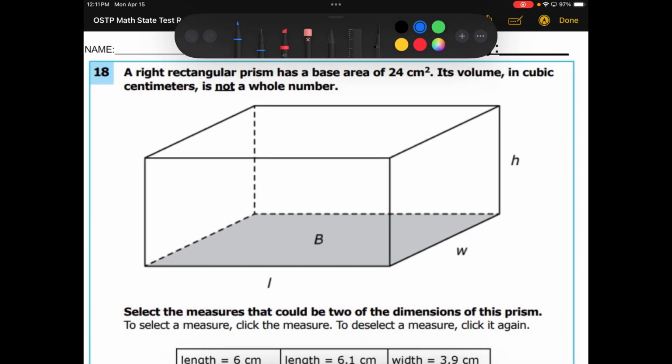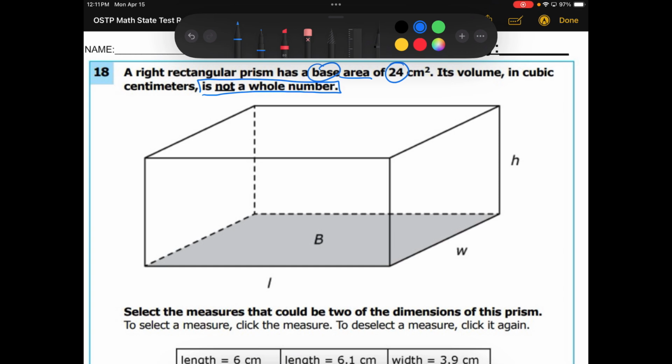A right triangular prism has a base area of 24 centimeters squared. Its volume is in cubic centimeters, and it is not a whole number. So they are giving us in that sentence at the top the clues we need to answer the question, which is select the measures that could be 2 of the dimensions of this prism. So we are looking for possible dimensions of the prism. Let's write down what we know.